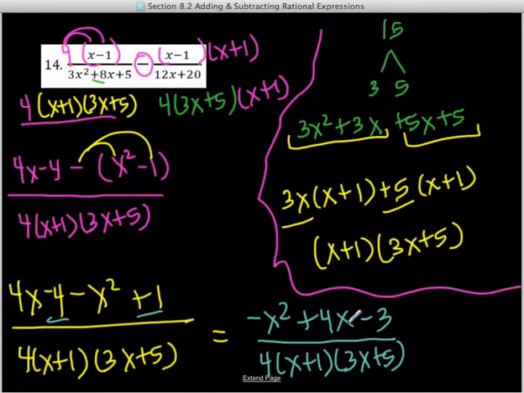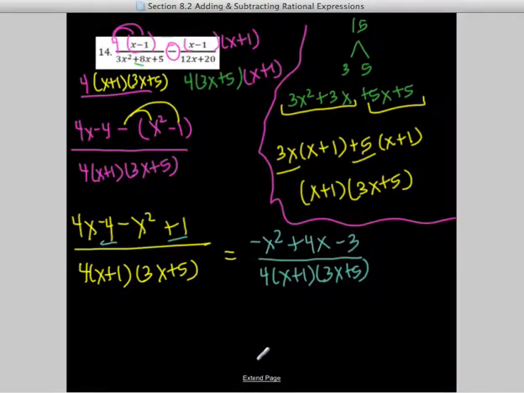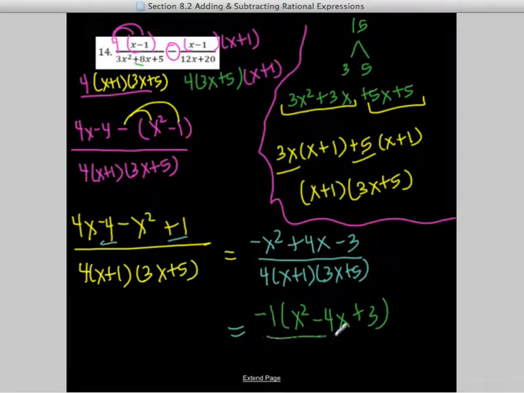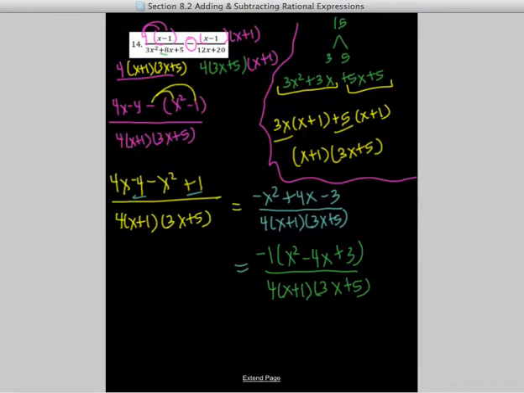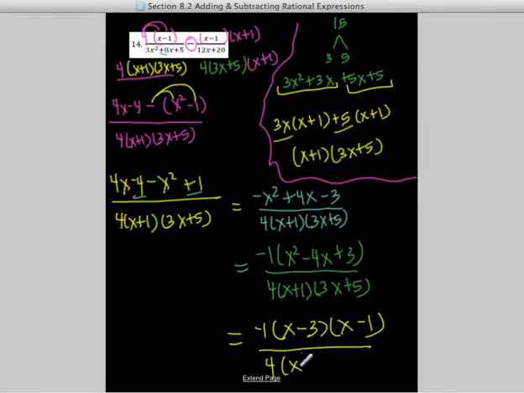Now I would go ahead and check. In order to factor the numerator, I would take out a negative 1, so I would have x squared minus 4x plus 3 all over 4 times x plus 1 times 3x plus 5. And if I could factor this, I would have negative 1. What multiplies to 3 but adds to negative 4? Well, negative 3 and negative 1. Denominator stays the same. And I check.